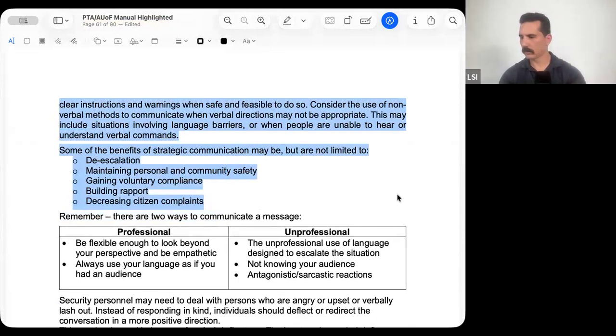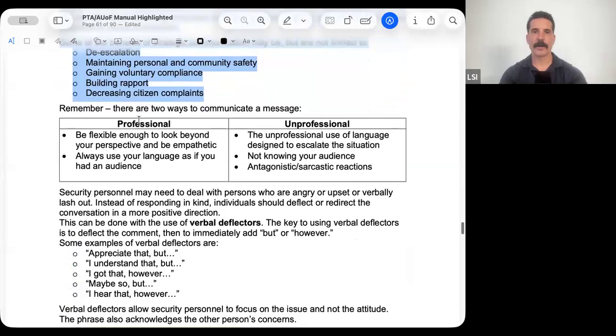Some of the benefits of strategic communication may be, but are not limited to: de-escalation, maintaining personal and community safety, gaining voluntary compliance, building rapport, decreasing citizen complaints. All right. And then it goes on.